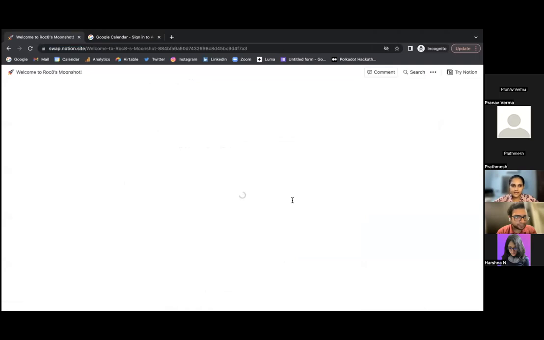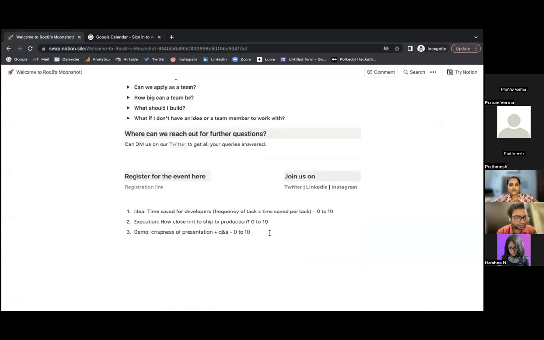Yeah, I just added it here. These are the three things, this is the evaluation criteria. The idea: the time saved, as you can see, this is for productivity in web development. That is one. And the execution: how close is it to shipping to production, how fast anyone can open and use it for their requirement. And the third is demo.